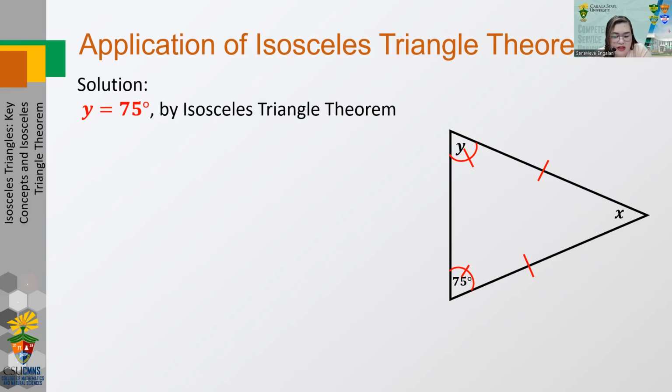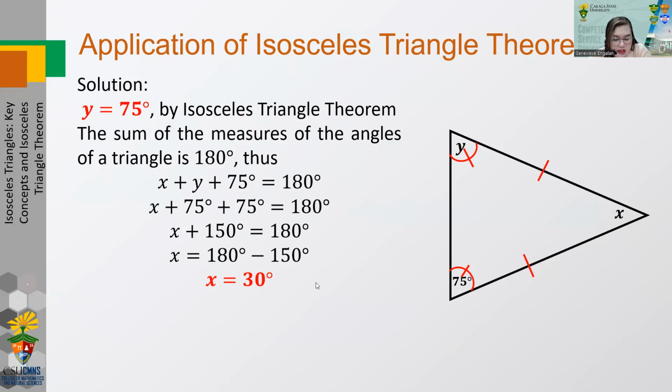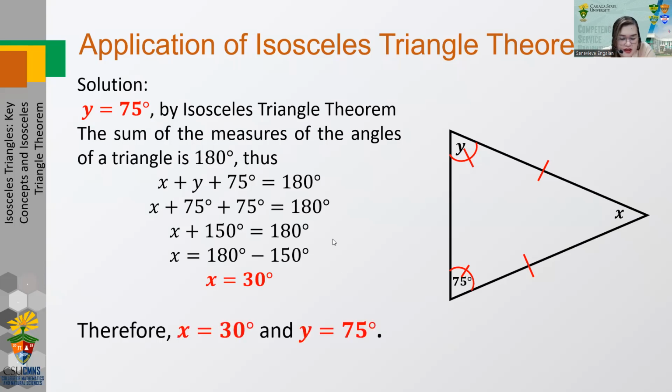Okay, unya, di ba ang sum sa interior angles inside a triangle is 180. So pasabot, x plus y plus 75 is 180. Nya kay si y is 75. So we have x plus 75 plus 75 equals 180. So you have x plus 150 is equal to 180. So x is equal to 30. Okay. Sayon na no kung ana ra. Okay, so therefore, x is equal to 30 degrees and y is equal to 75 degrees.